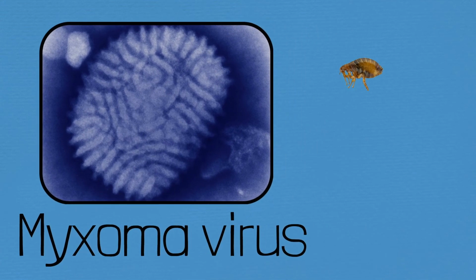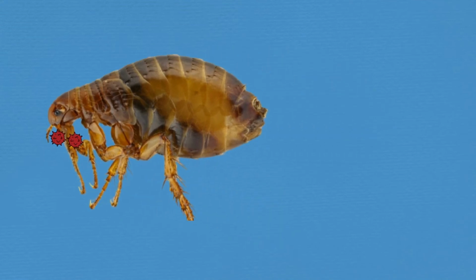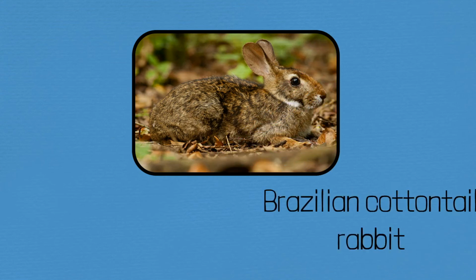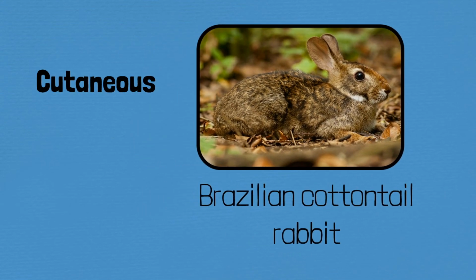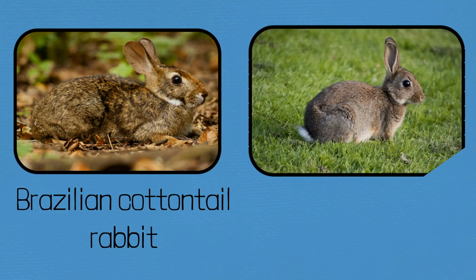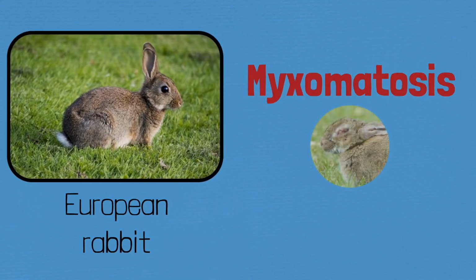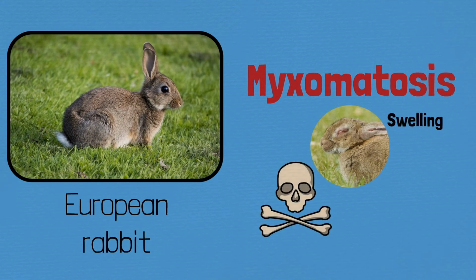Myxoma virus is transmitted through mosquitoes or fleas. They reside in the mouthparts of the insect. After probing their mouthpart into another animal, the virus is wiped off and transmitted. Myxoma virus's natural host is the Brazilian cottontail rabbit, causing cutaneous fibromas, which is essentially non-lethal lumps on the skin. Myxoma virus is also capable of infecting European rabbits, causing the disease known as myxomatosis, with symptoms of facial and body swelling resulting in death weeks after infection.